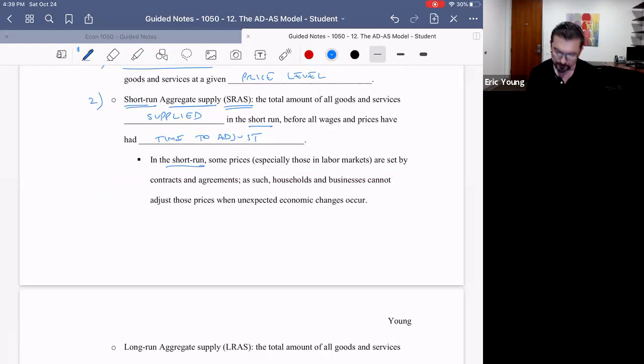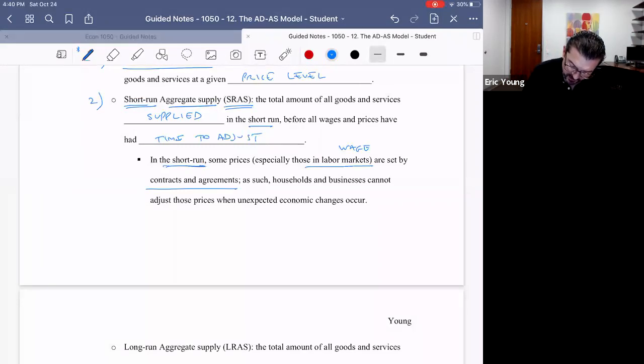So don't think of it in terms of an actual chronological timeline. Think of it conceptually. In the short run, some prices, especially those in labor markets, which we know as the wage, are set by contracts and agreements. Lots and lots of workers have employment contracts, and unions set up long-term employment arrangements for their union members. And that basically is a contract that locks employers, okay, that locks firms, bosses, into particular pay windows. And they can't just adjust it whenever they choose because they're locked into contractual obligations.